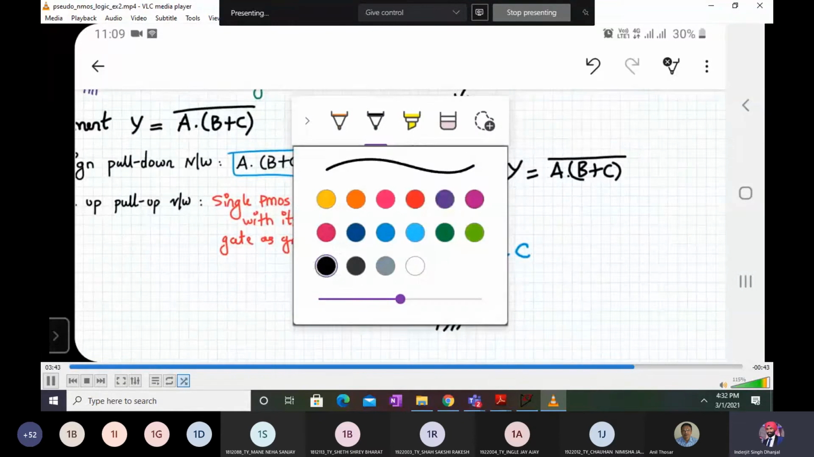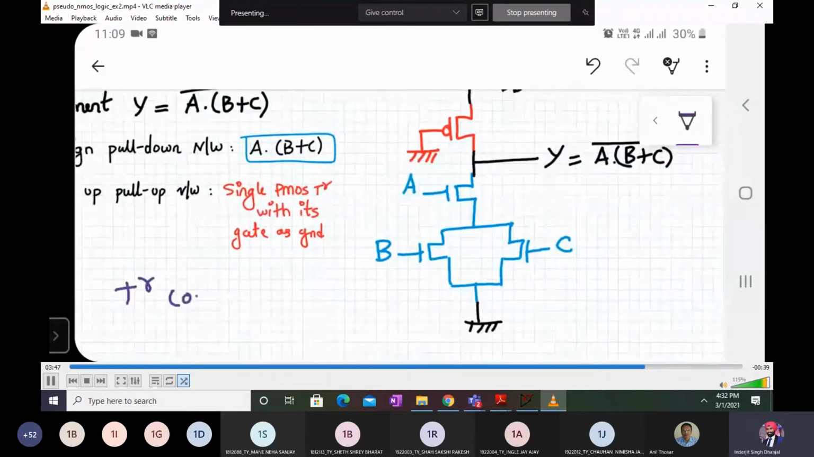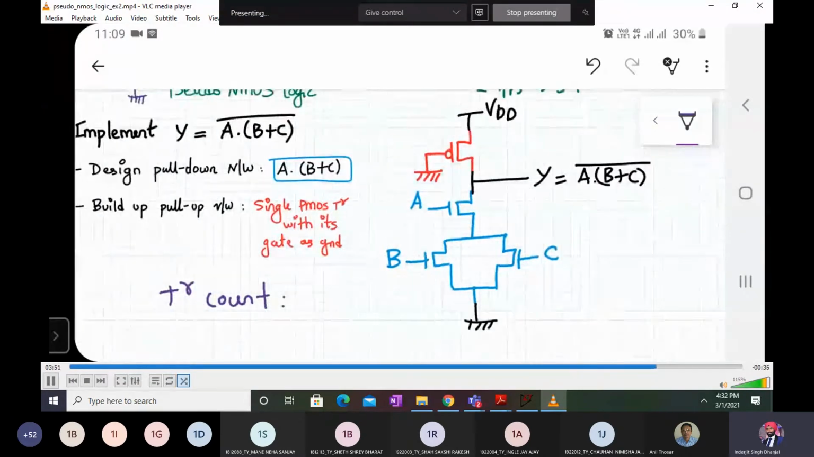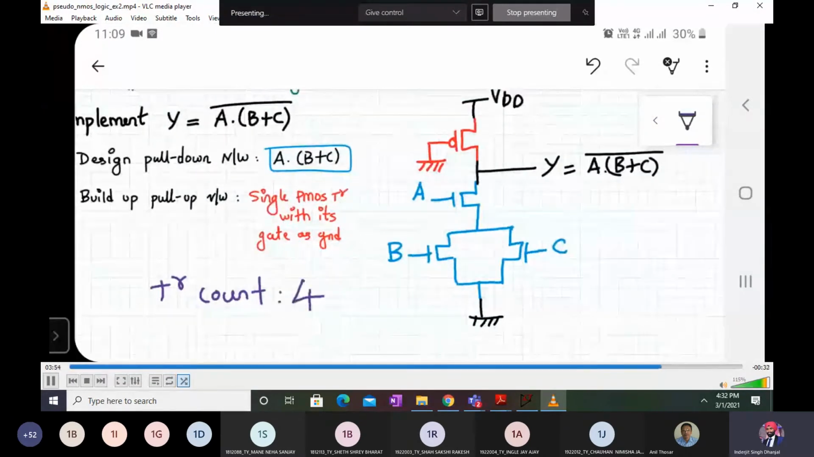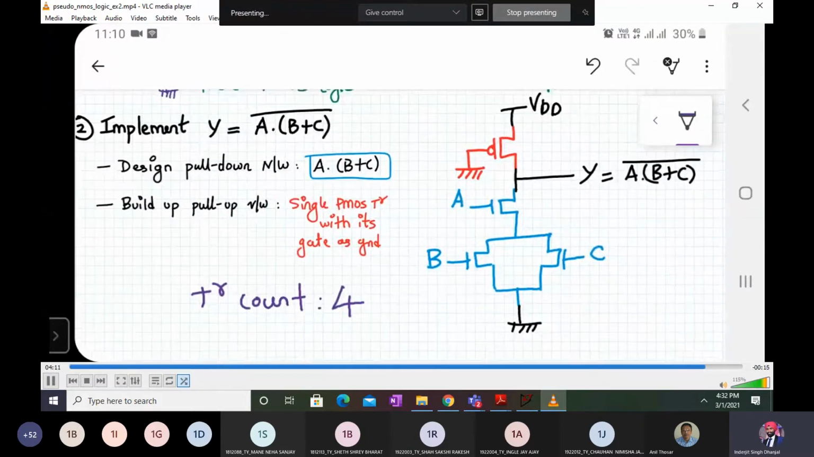Now what will be the transistor count over here? How many transistors are required for implementing this Boolean expression? 4. Here we require 3 inputs, so for 3 inputs we require 4 transistors. So for n inputs we require n plus 1 transistors. So for 3 inputs we require 4 transistors for implementing the Boolean expression using pseudo NMOS logic.